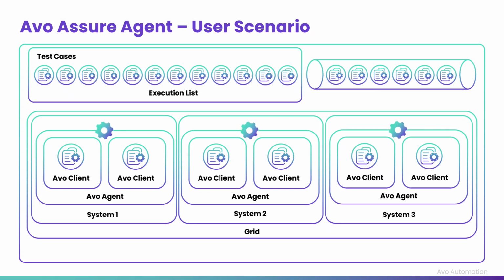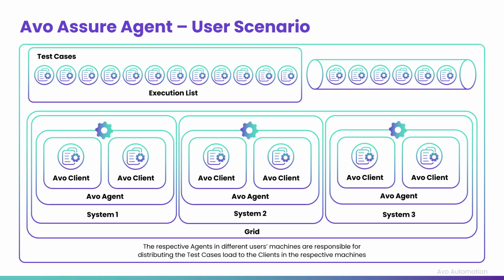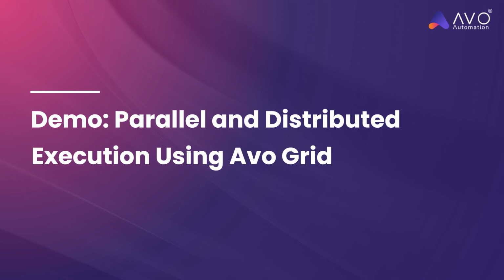It's important to note that for a grid execution that contains a collection of agents, the respective agents in different users' machines are responsible for distributing the test cases load to the clients in the respective machines. Let us move ahead and view demonstrations to learn how to do parallel and distributed execution using grid.